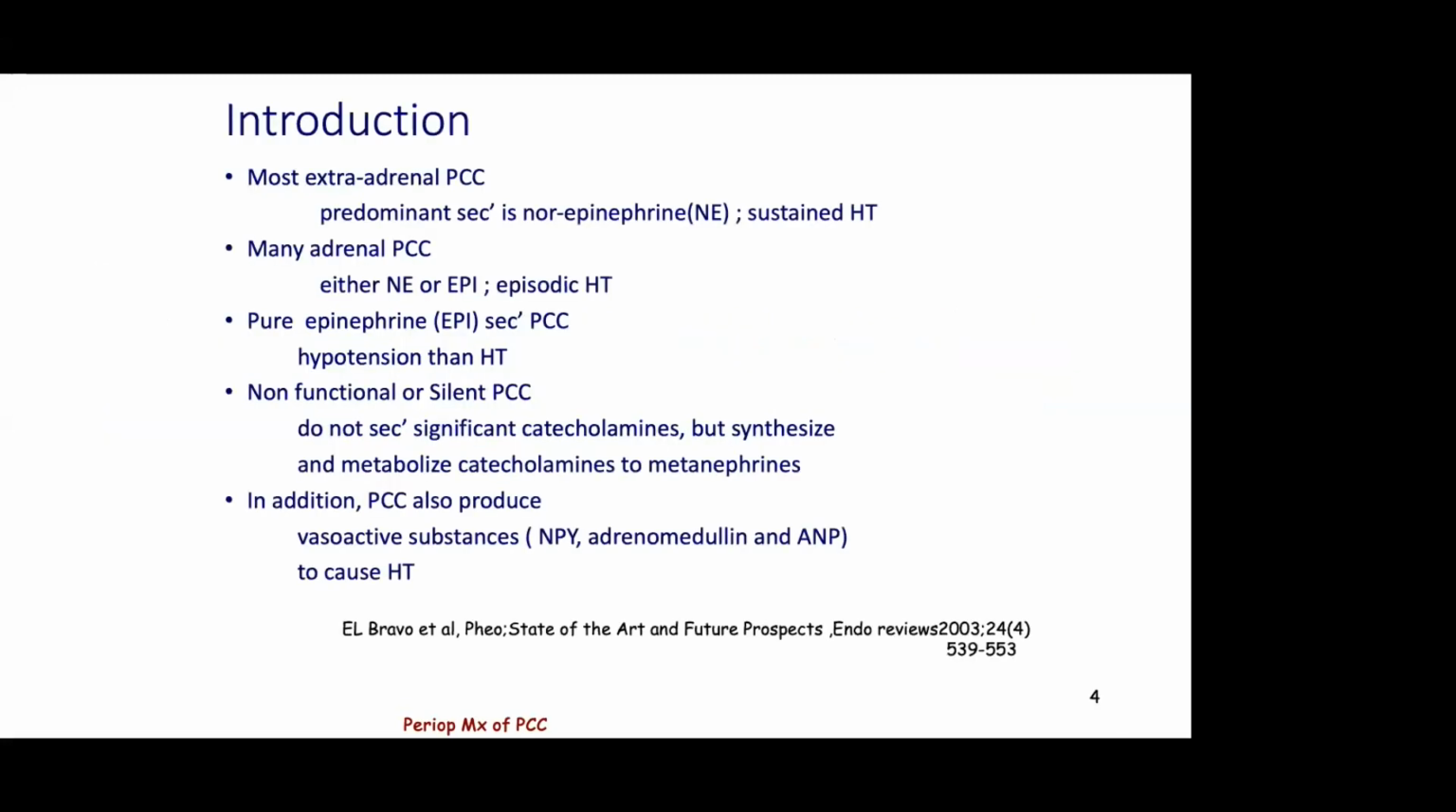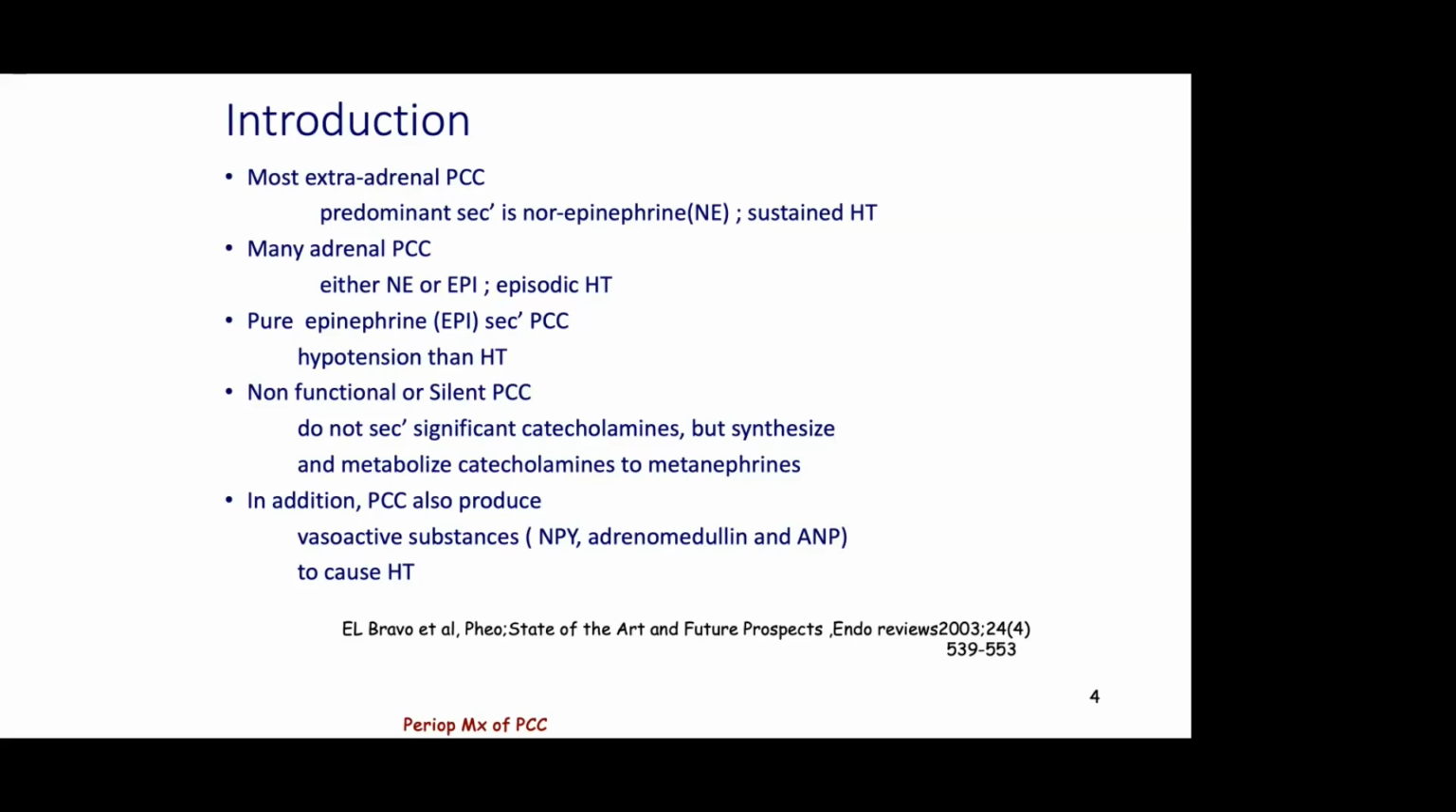So, just to revise, most extra-adrenal pheos, which are called paragangliomas, secrete norepinephrine, and pheos from the adrenal secrete epinephrine and norepinephrine, and these patients usually have episodic hypertension. Unlike with norepinephrine alone, where they usually have sustained elevated hypertension. So adrenal pheos can have sometimes normal blood pressure, sometimes elevated blood pressure.